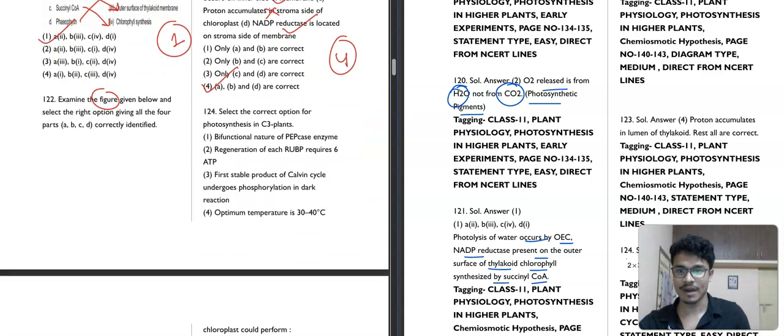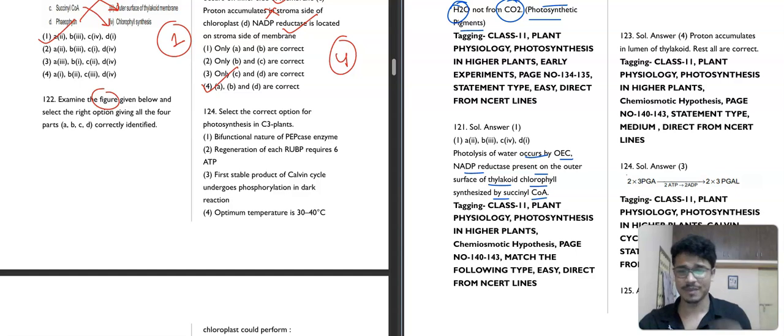Then question number 124. Select the correct option for photosynthesis in C3 plant. Bifunctional nature of peptidase enzyme. It is saying the correct option. You have to choose the correct option. So does it have bifunctional nature? No, it doesn't. Regeneration of each RuBP requires 6 ATP. No, regeneration doesn't require 6 ATP. Okay, it requires 1 ATP.